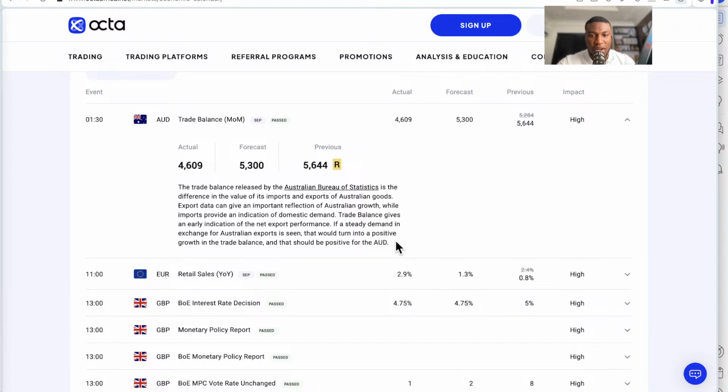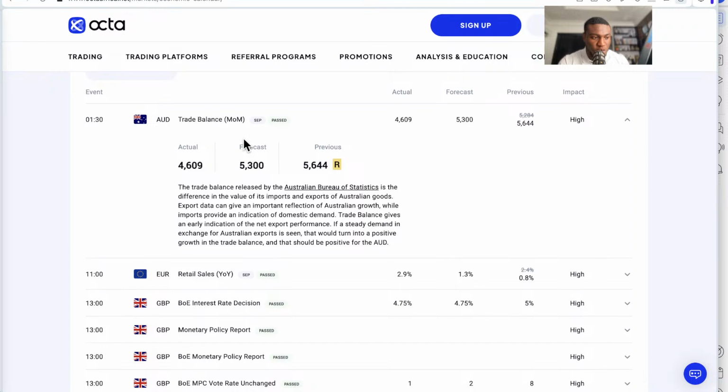Now, how does the trade balance work? Trade balance is basically exports minus imports, right? If you have a positive trade balance, it means that Australia exported more than it imported in the last month, as you can see, this month over month trade balance. And if you have a negative balance or a decline, it means Australia imported more than it exported in that past month. Okay?